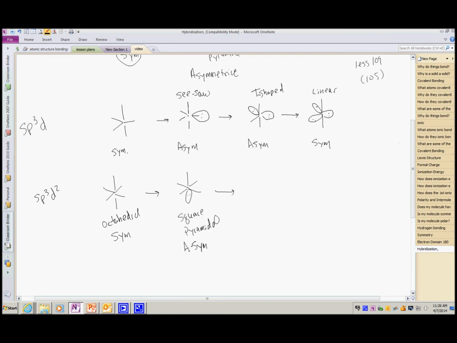And my final one would be all my equators, missing a top one, missing a bottom one. Let me call it square planar. Okay, it's flat and it is symmetrical.